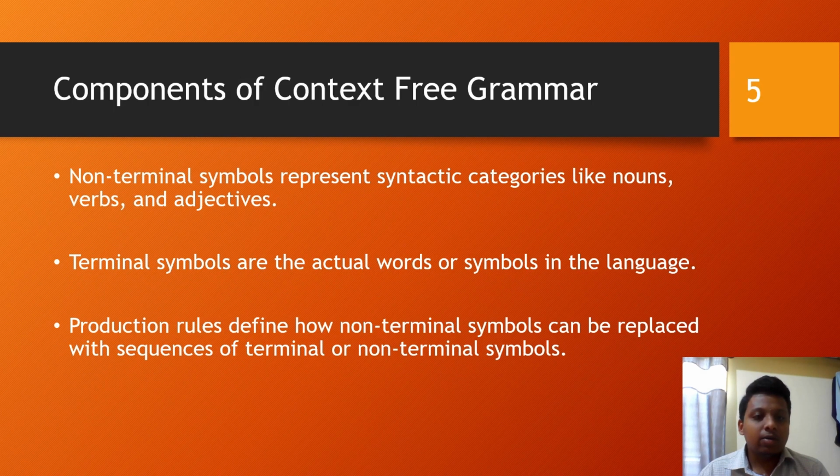Now let's look into the components of context-free grammar. Non-terminal symbols represent syntactic categories like nouns, verbs, and adjectives. Terminal symbols are actual words or symbols in the language. Production rules define how non-terminal symbols can be replaced with a sequence of terminal or non-terminal symbols.